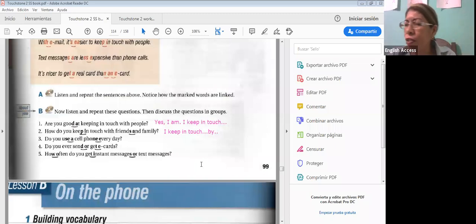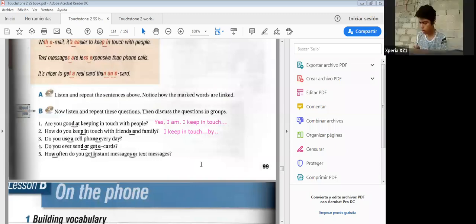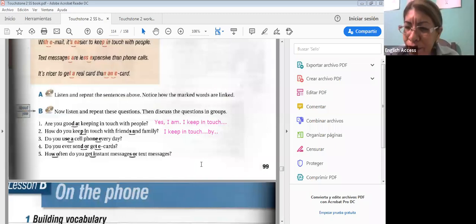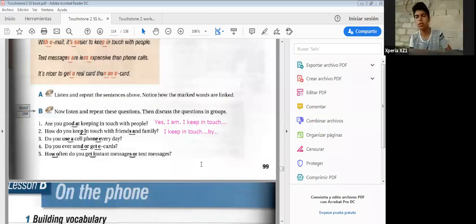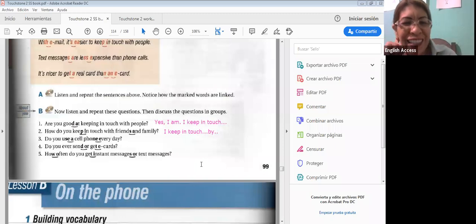I keep in touch with friends and family. By, I keep in touch text messages. No, try to order your ideas, Julio. Once again, I keep in touch with friends and family.